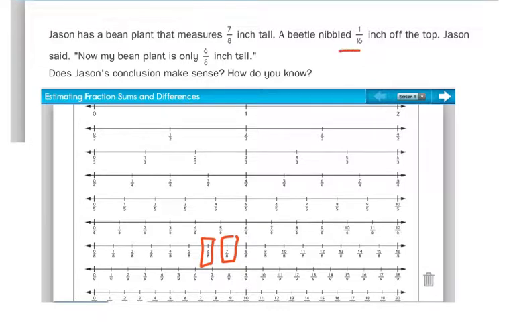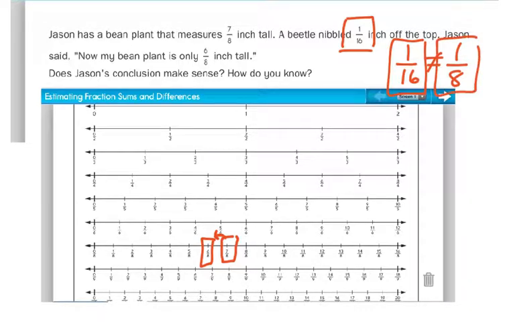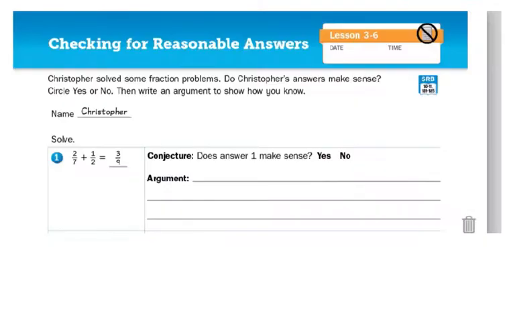So if a beetle only nibbled off 1/16, that would be less than 1/8, because 1/8 and 1/16 do not equal each other. This is less than 1/8. So I know that 6/8 is 1/8 less than 7/8. So if the beetle only ate off 1/16, that's less than 1/8. So that does not make sense.